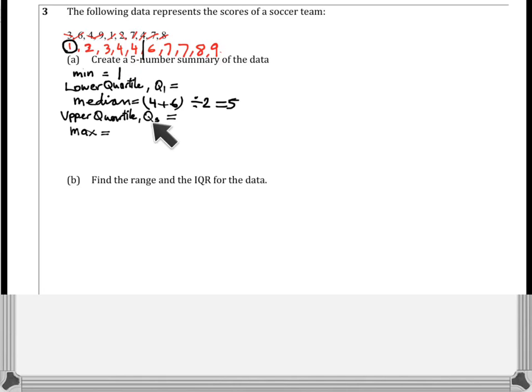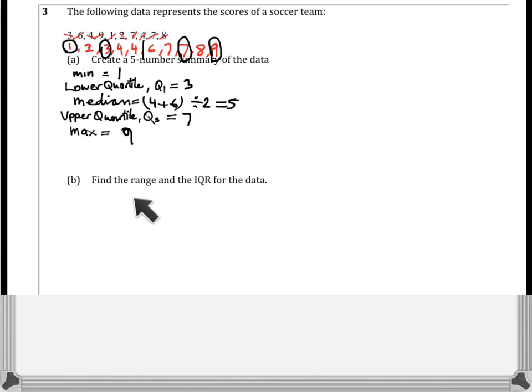Well, I can work it out by adding the values together and then dividing by 2, and I will get a median of 5. And then if I look at the first half, this bit here, the middle number of the first half is 3, so we call that the lower quartile. And then the middle number of the second half is 7, we call that the upper quartile. And there we have it, our 5-number summary.